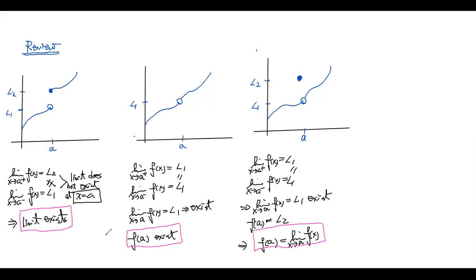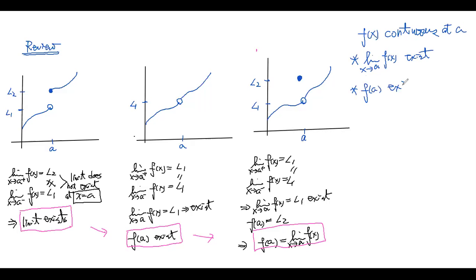By combining these relations, I can write it down. For a function f of x to be continuous at a point A, what are the three conditions? First, the limit as x approaches A of f of x has to exist. Then we also say the function value has to exist.